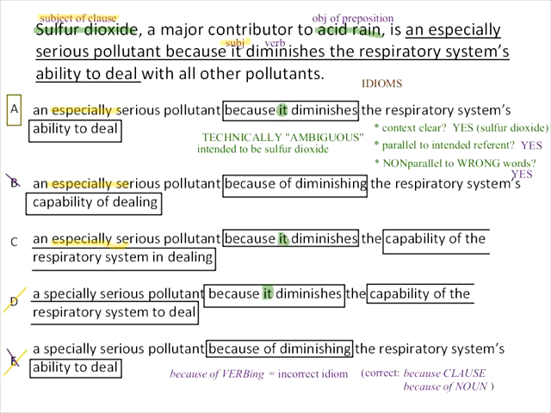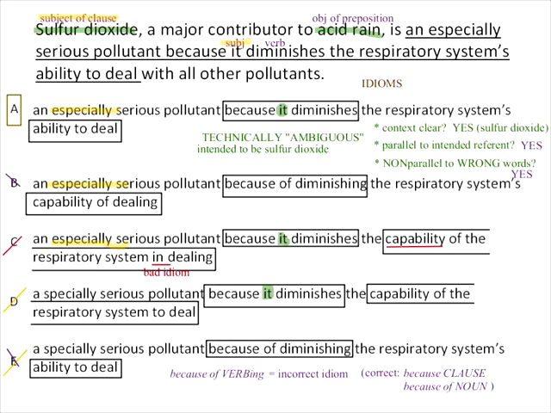The other idioms: "capability of dealing." I'm not sure on that one. I actually don't 100% know whether this is right or wrong. "Ability to deal" is definitely correct. "Capability in dealing" is definitely incorrect. You can't pair capability with "in." Again, it's another one of those things where the idiom rules just because it does. So this is a bad idiom, and that's enough reason to rule that out.